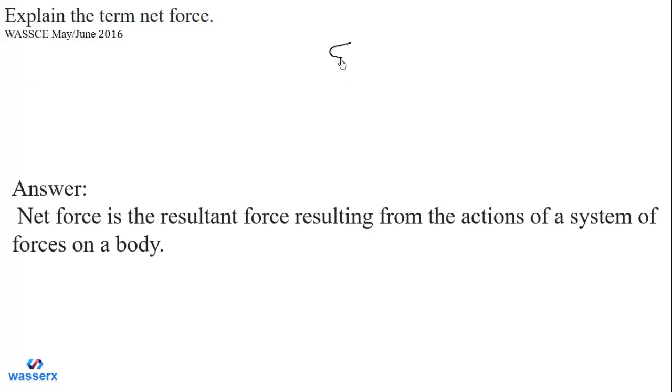So if you have a force of 90 Newton which is moving an object forward, then we have another force of 30 Newton which is resisting the body, then the net force will be equal to 90 minus 30, and that will be equal to 60 Newton.